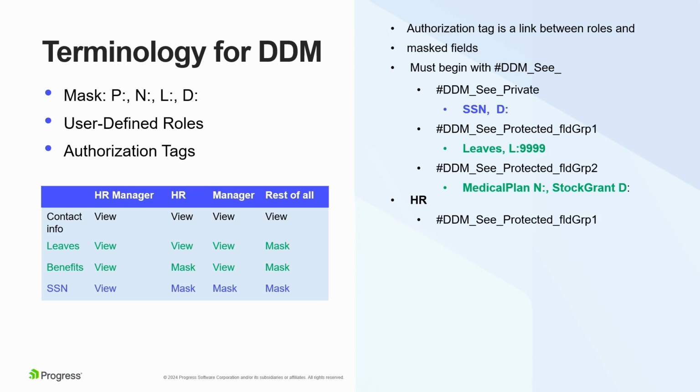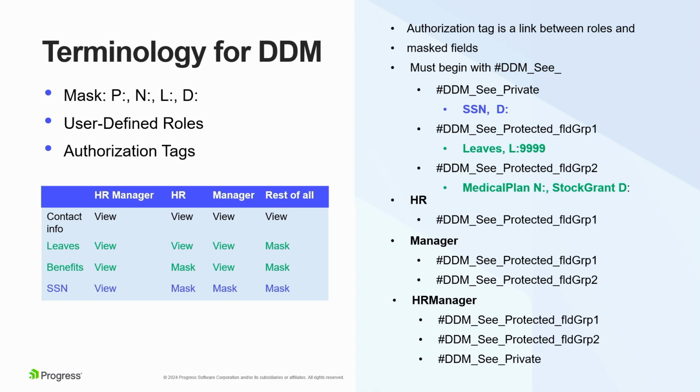Now we are assigning this authorization tag to a role. So in this case, we are saying that HR has this authorization tag. My manager has this authorization tag, and HR manager has this authorization tag. Now we can map it with our table.